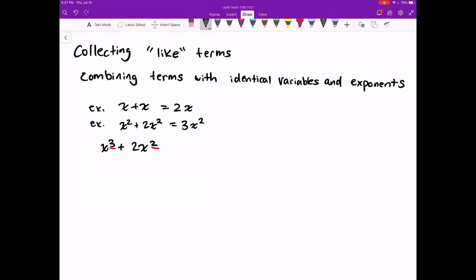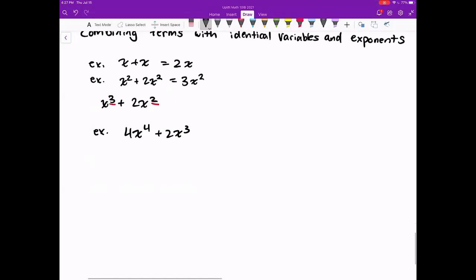So we can do an example of this. For example, we have 4x to the power of 4 plus 2x cubed minus 4x plus x cubed, and then subtract x to the power 4.